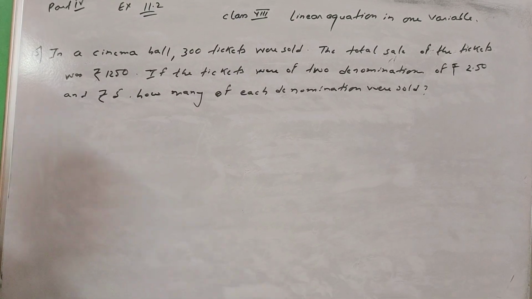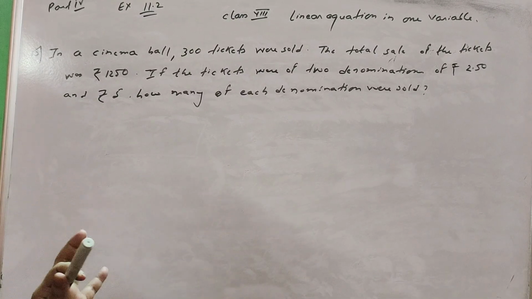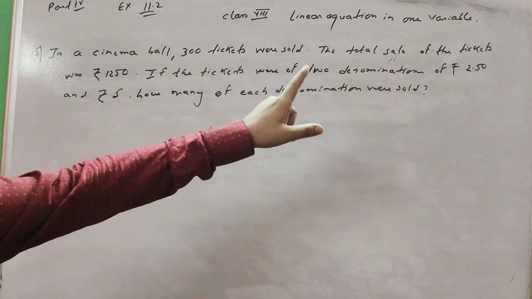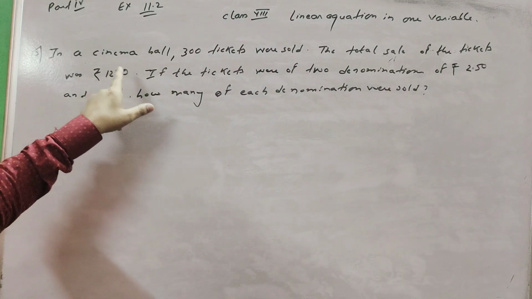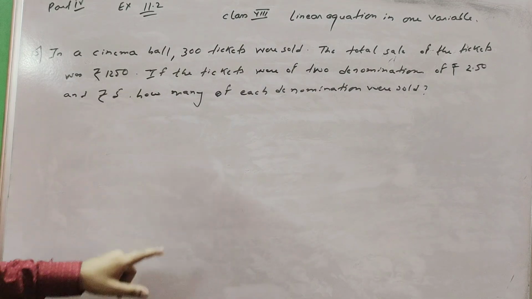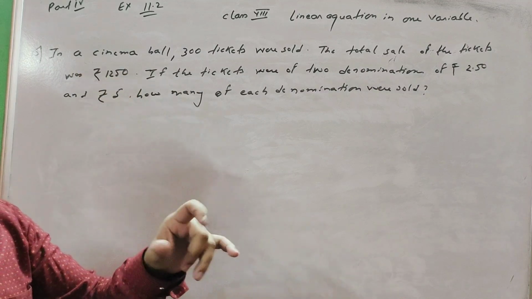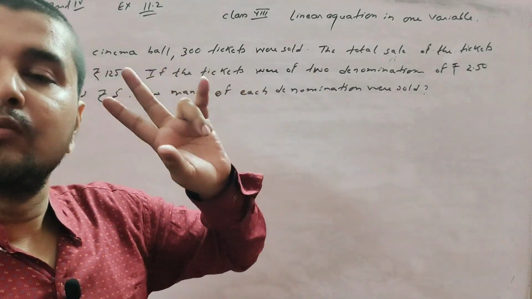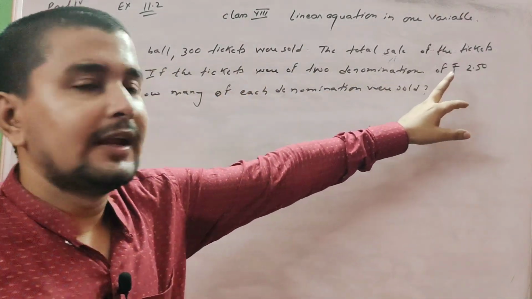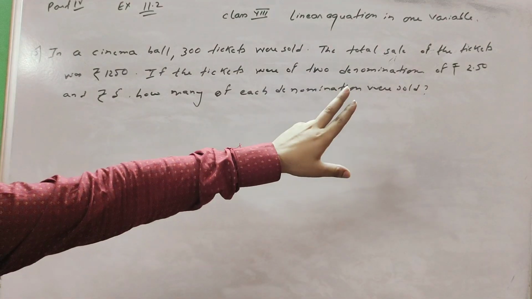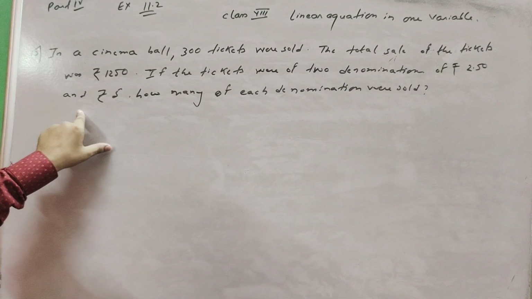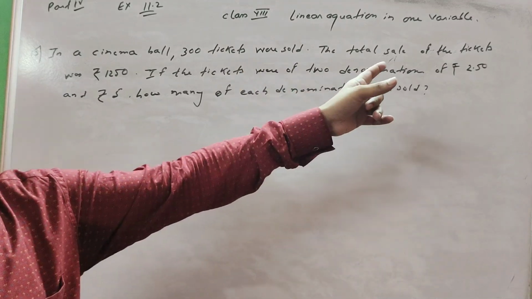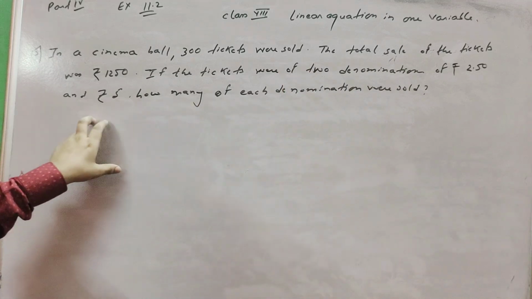Okay, read the question very carefully. In a cinema hall, 300 tickets were sold. Total number of tickets is 300. The total sale of the tickets was rupees 1250, the amount collected from selling the tickets. The tickets were of two denominations, two prices of tickets sold at the counter: the first price is 2.5, and another is rupees 5. So how many of each denomination were sold?